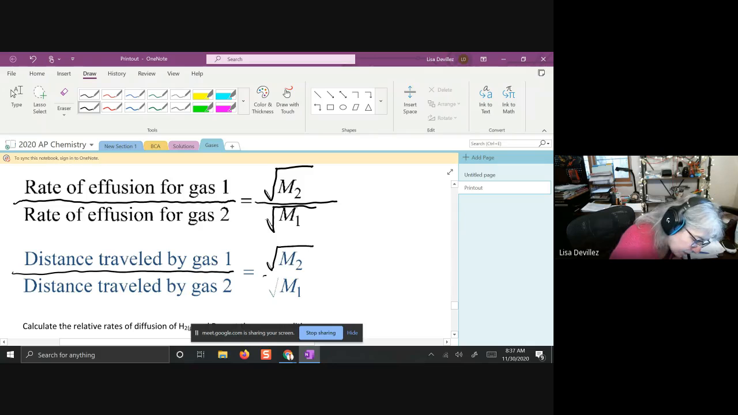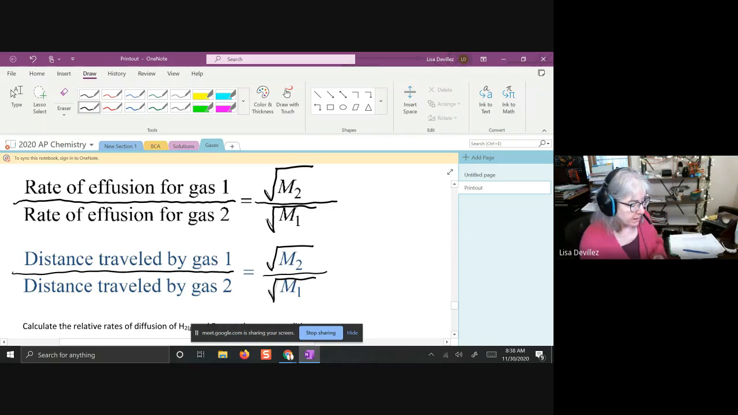Square root over square root. There we go. So essentially what this is saying is that the speed, like the rate of effusion or the distance traveled or the rate of diffusion, is inversely proportional to the square root of the molar mass.